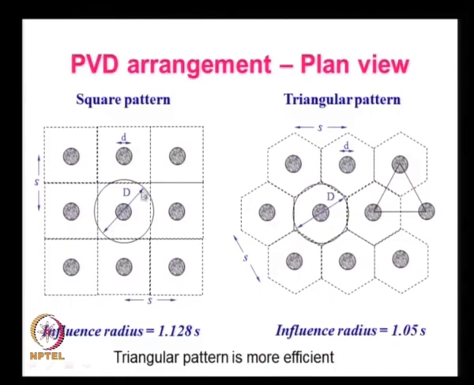And if small d is the diameter of the sand drain or the PVD, and if capital D is the diameter of this unit cell, the factor n that we have seen earlier is basically the capital D divided by the small d, and if S is the spacing, the influence radius, that is radius of the influence zone in the square pattern, is 1.128 times S.